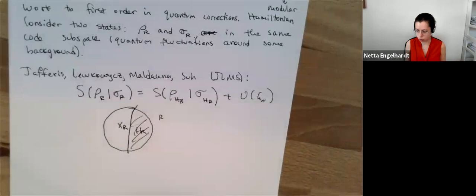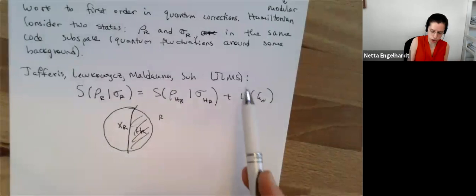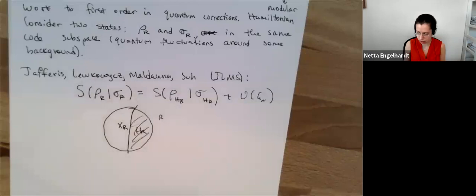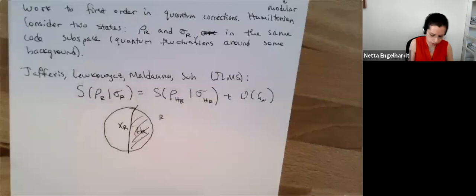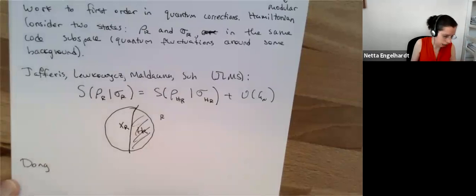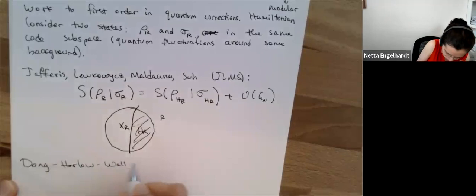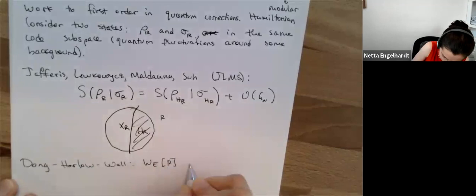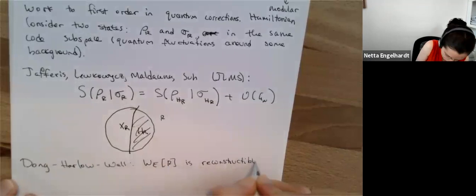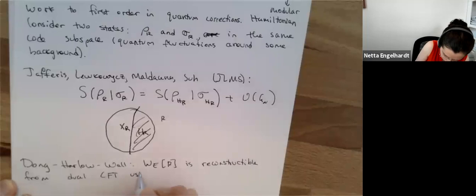And what Dong, Harlow and Wall argued is that essentially the JLMS relation, this equivalence between the relative entropies, implies that the entanglement wedge is reconstructible in the dual CFT. And I'll say a little bit about how that's done, but I won't go into too many of the technicalities. So Dong-Harlow-Wall argued the entanglement wedge is reconstructible from the dual CFT using JLMS.